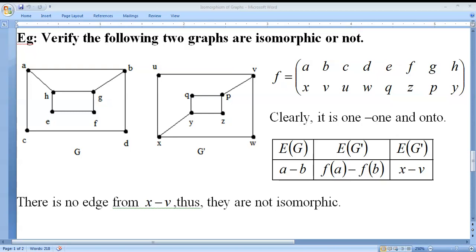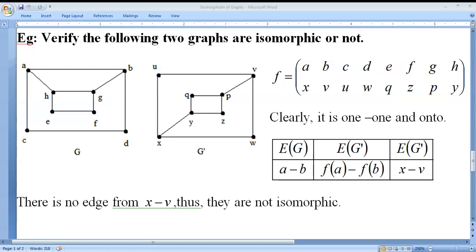Since different elements in the domain have different images in the codomain, it is a 1-1 function. Also every element in the codomain, that is x, u, v, w, q, z, p, y, has an image in the domain, hence it is an onto function. Since it is 1-1 and onto, it can be called a bijective function.